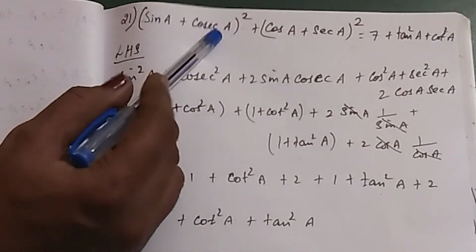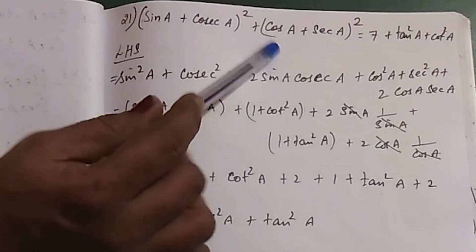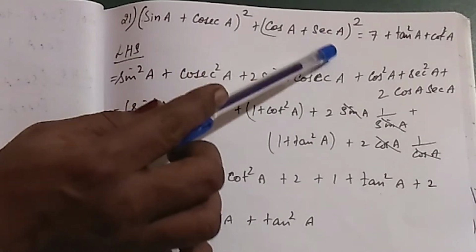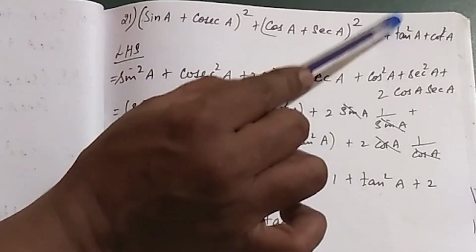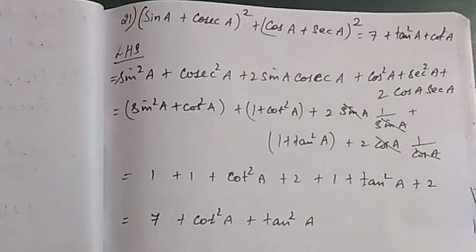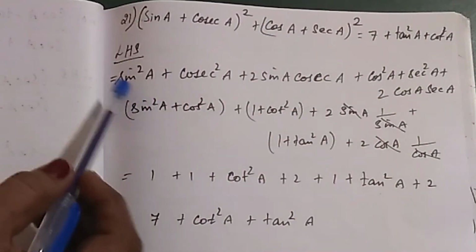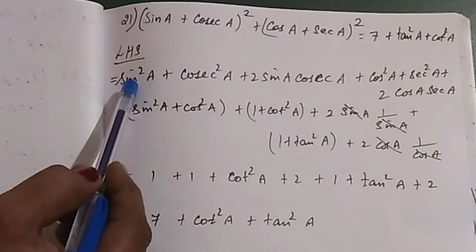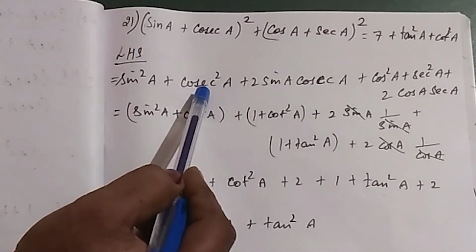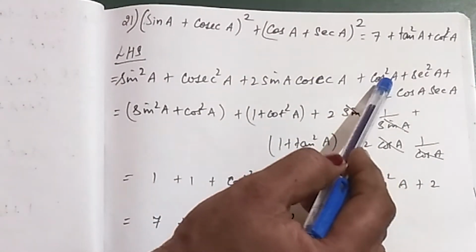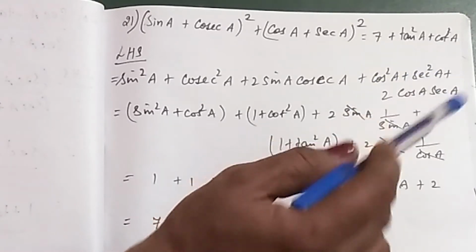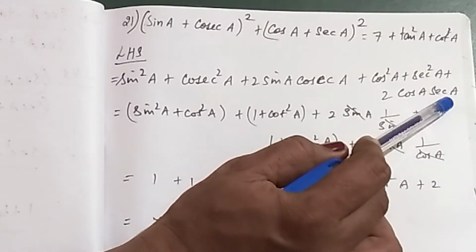Next question: (sin A plus cosecant A) whole square plus (cos A plus secant A) whole square is equal to 7 plus tan squared A plus cot squared A. Okay. Now, take the left hand side. A plus B whole square. So, you will write sin squared A plus cosecant squared A plus 2 sin A cosecant A. Next, plus cos squared A plus secant squared A plus 2 cos A secant A.